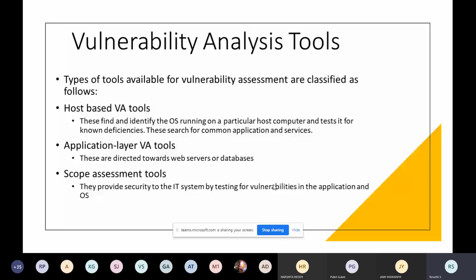Next is application-based. If you want to do only application assessment for a data server, web server or anything, then you purchase only those tools. That is the application vulnerability assessment tool. Next is the scope assessment tool. Scope assessment tool is nothing but if you want both host and application, not the network, then you go for the scope assessment tool.